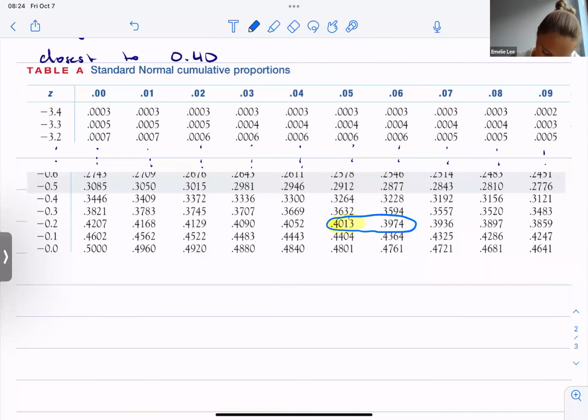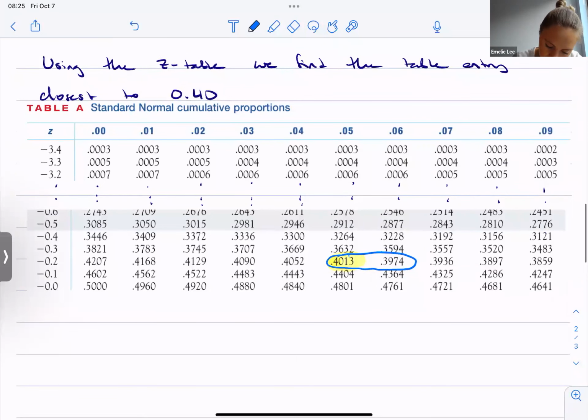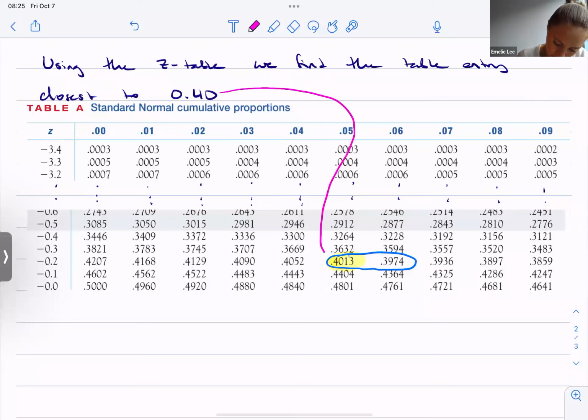Okay. So the table entry closest to 0.40 is 0.4013. Sometimes what we would do is we would take the Z in the middle, but I want you to use the one that's closest.